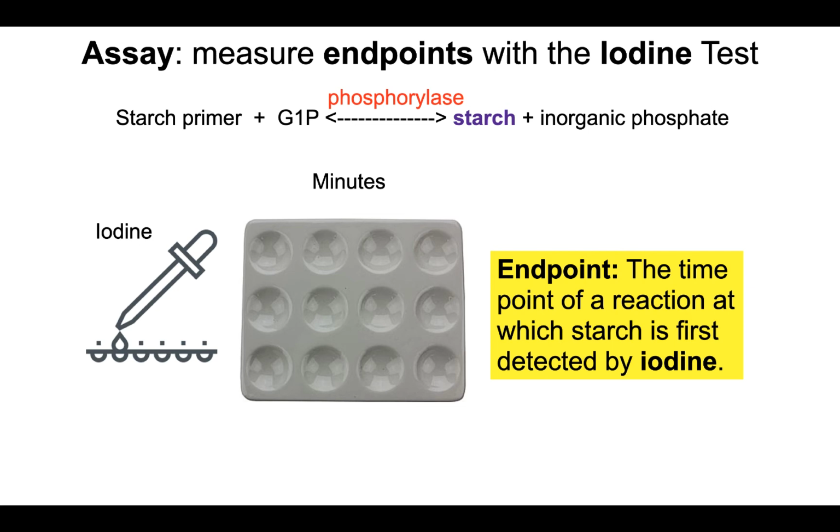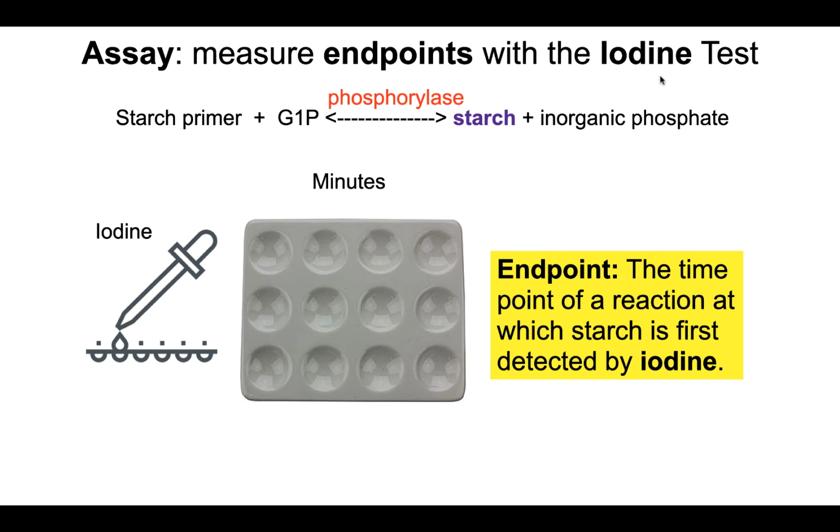Now remember, anytime you are doing an experiment, you need to define your assay: what it is you are going to measure, what is the data that you are going to compare and analyze in order to see whether your experimental outcome matches your predicted outcome. And for this experiment, we are measuring the endpoints using the iodine test. Okay, so let's talk about the iodine test first.